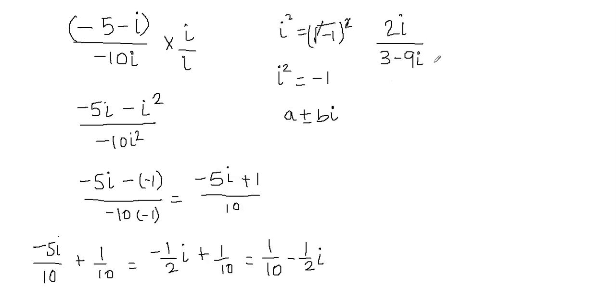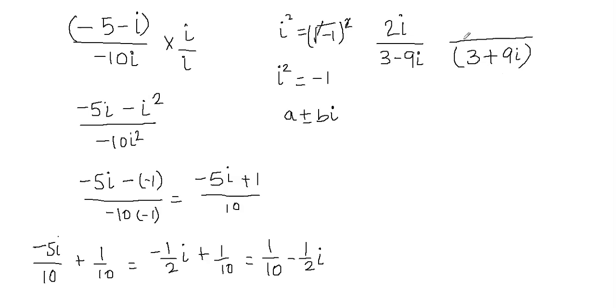So my denominator is 3 minus 9i. What will be the complex conjugate of 3 minus 9i? The complex conjugate of 3 minus 9i will be 3 plus 9i. So basically, the complex conjugate is formed by changing the sign between the two terms in a complex number. So you see that this was my complex number. All I did is I changed the sign between these two terms and I got 3 plus 9i. So the complex conjugate of 3 minus 9i will be 3 plus 9i.